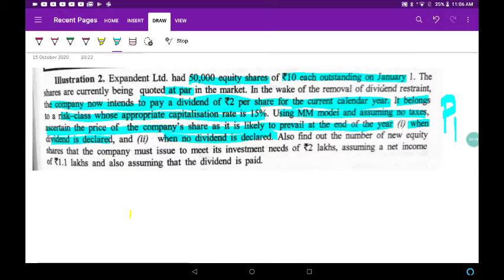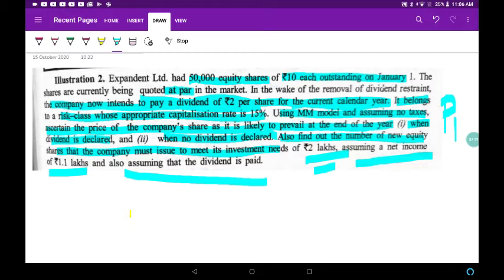Right? Also find out the number of new equity shares the company must issue to meet its investment need of 2 lakhs. So I is 2 lakh. Assuming a net income of 1.1 lakh. That is E. E is 1.1 lakh. And also assuming that dividend is paid. So second question is that when you assume that dividend is paid, what is the number of new equity shares? So you are asked to calculate M. Clear? Try to understand this question. In this question, what you are asked is to find out P1 and M.